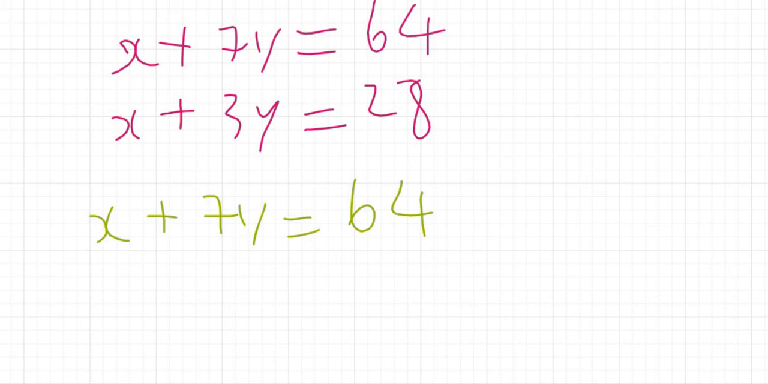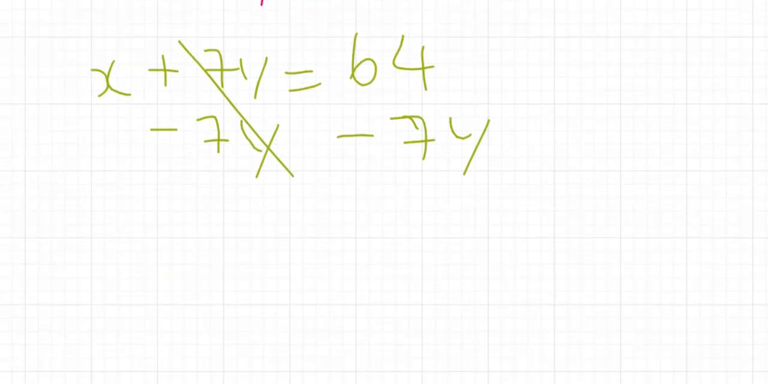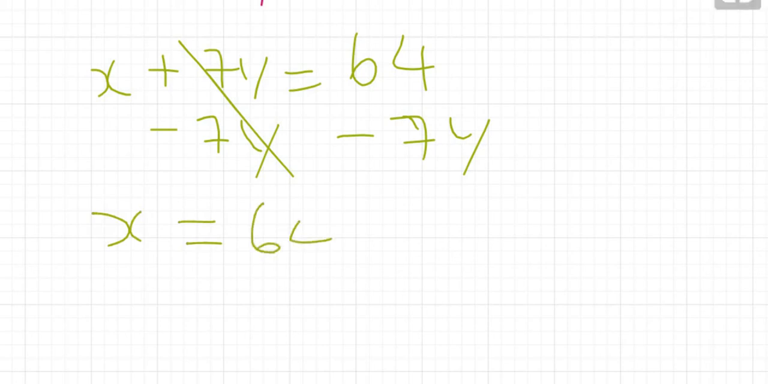If I make x the subject, I would have to get rid of 7y. It's a positive 7y, so we will subtract 7y from both sides. And that cancels that, leaving us with x is equal to 64 minus 7y. And this is actually the jackpot of this equation.